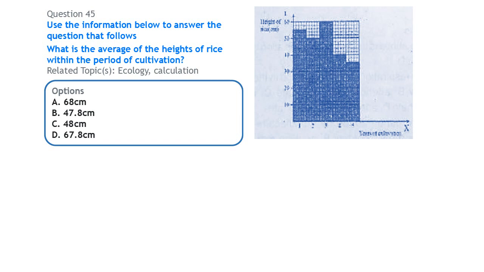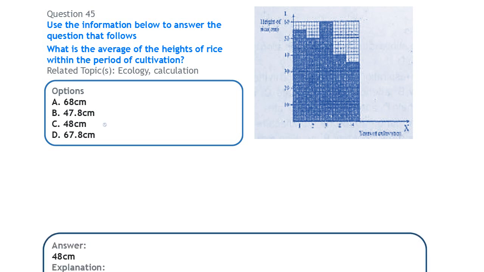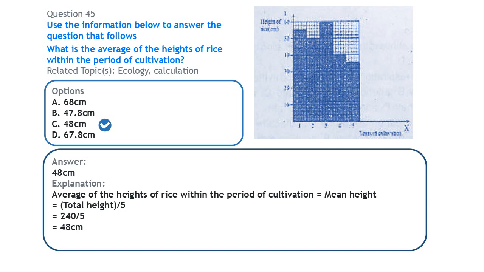So the average height will also mean the mean height of the rice. And how do we get that? That would simply be the total height of the rice, which we've calculated in the previous question to be 240. That's by adding up all of this: 55 plus 50, 60, 40, 35, and all of that. So that gives us 240.